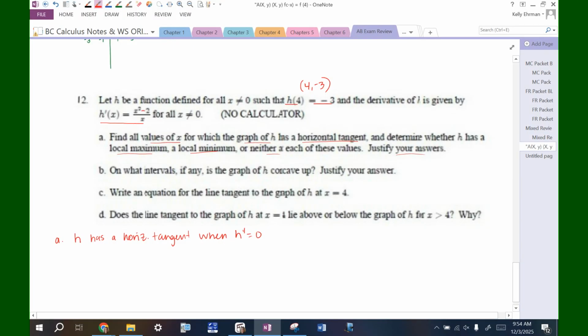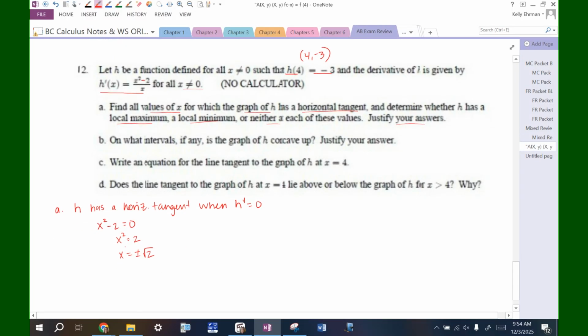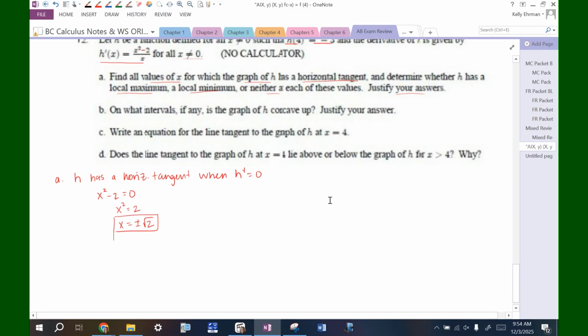So let's set that up. h prime equals 0 when x squared minus 2 equals 0. The x would get multiplied away, and we already know x can't equal 0. So that's when x squared equals 2, and that would be when x equals plus or minus radical 2. So that's part 1. And then at each of those values, is it a relative max, min, or what? So now we need to do the first derivative test to figure that out.